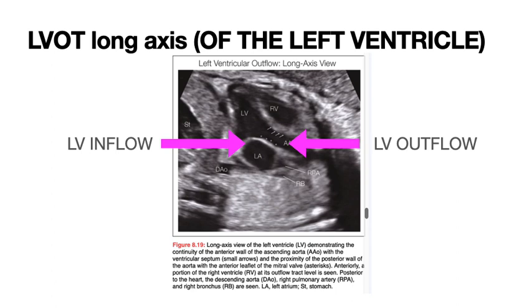It's right nearby that. But in this particular LVOT long axis of the left ventricle, you can see the left ventricular inflow and the left ventricular outflow in the same picture. And as you can tell, they are very close together because of fibrous continuity.